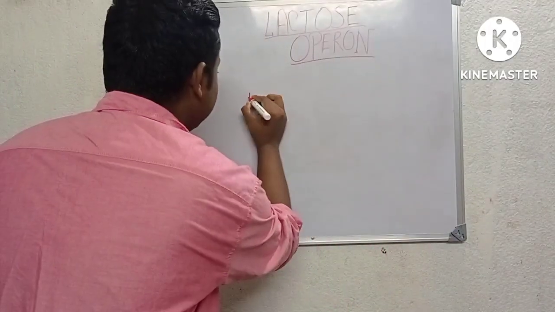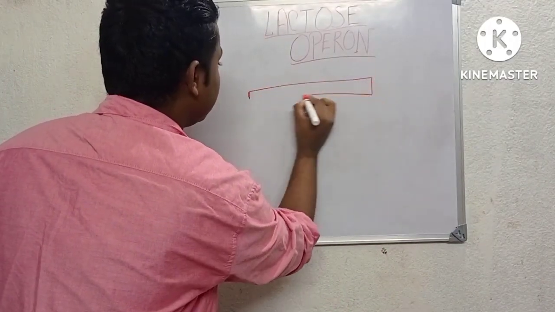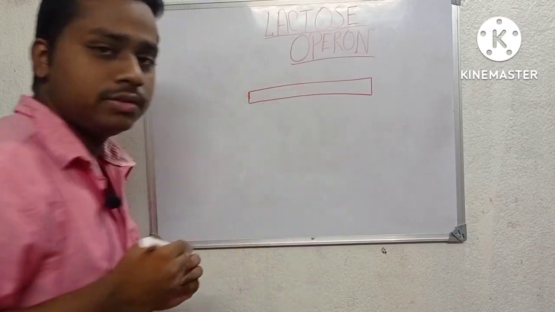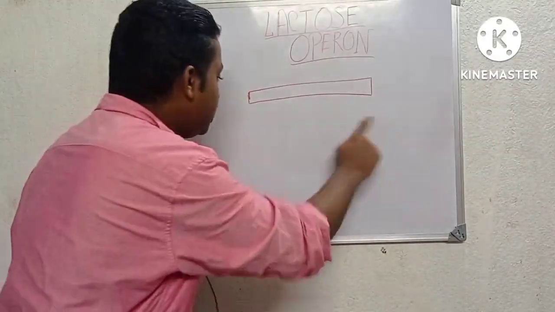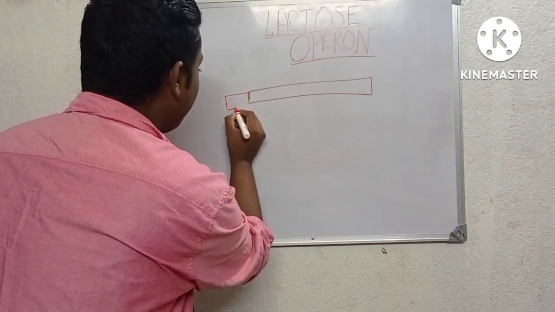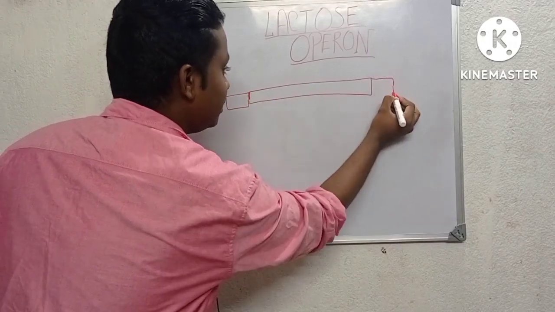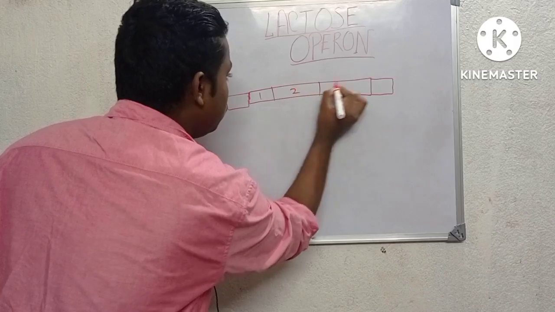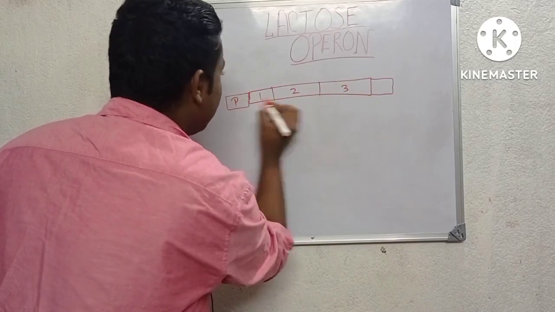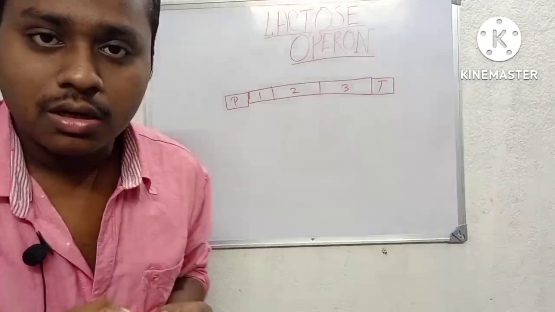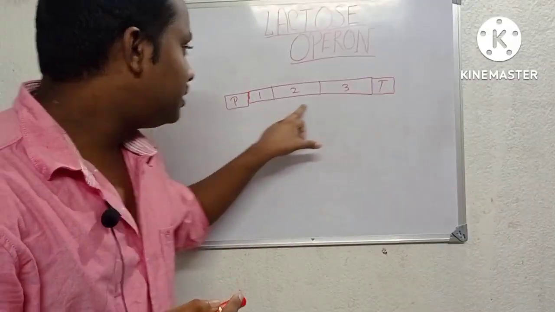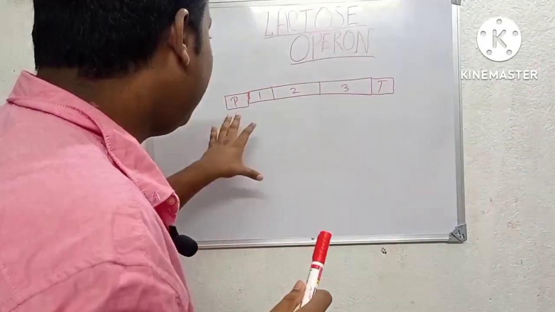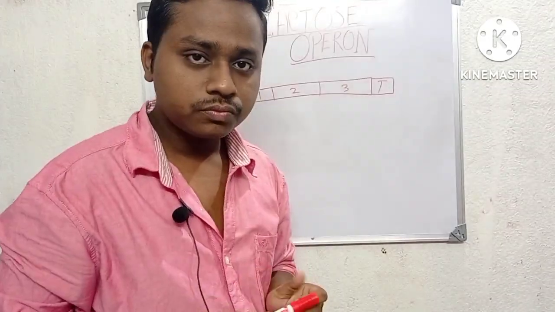Suppose this is a gene, this is a gene, this is a gene, and this is the promoter region of that gene, and this is the operator region of the gene. This is gene 1, gene 2, gene 3, this is promoter, this is terminator. This arrangement is called polycistronic gene arrangement. It is only present in prokaryotes.